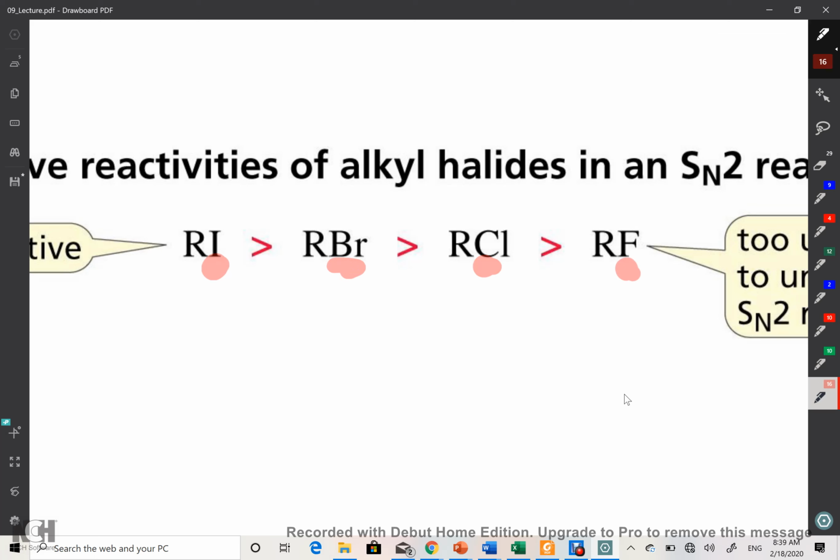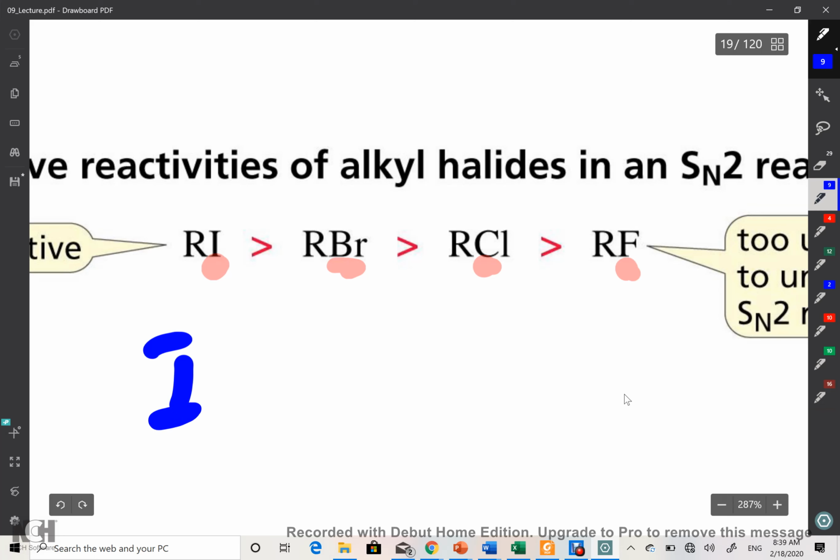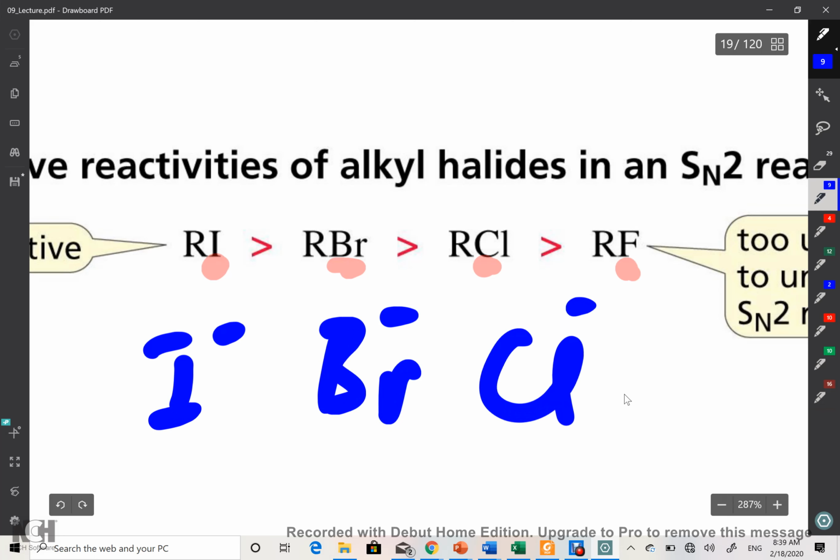Okay? I want us to look at them very well. So the iodide will be I minus, the bromide Br minus, Cl minus, and F minus. I minus is a better leaving group. My question would be why?